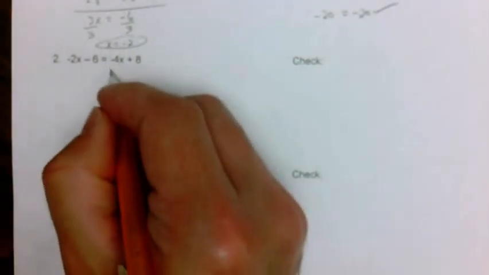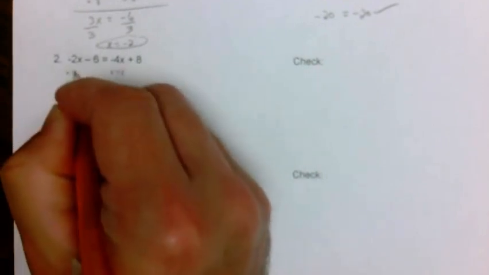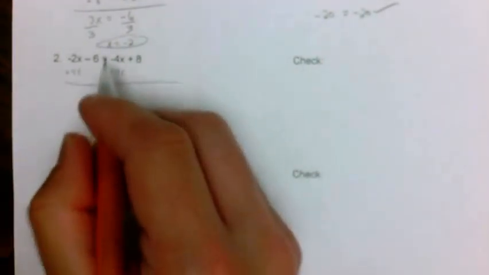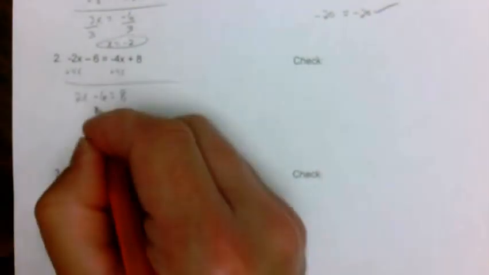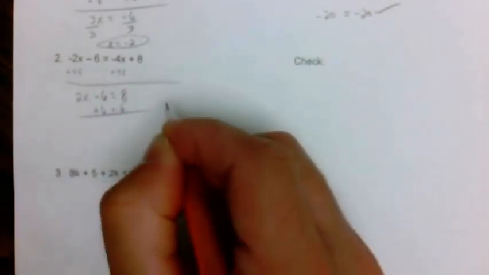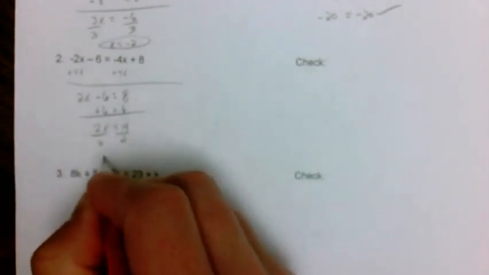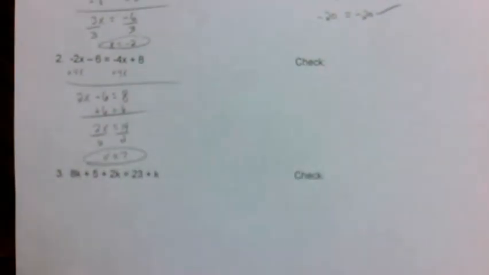Looking at example 2, negative 2x minus 6 equals negative 4x plus 8. I'm going to start by adding the 4x to each side. Add 4x on both sides. When we do that, negative 2x plus 4x is 2x minus 6 equals 8 on the right-hand side. Let's add 6 to each side so that we can isolate the variable term. That means that 2x equals 14. And dividing each side by 2, we're going to get an answer of x equals 7.